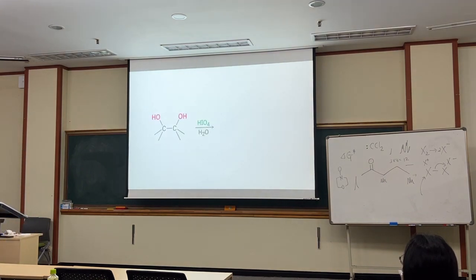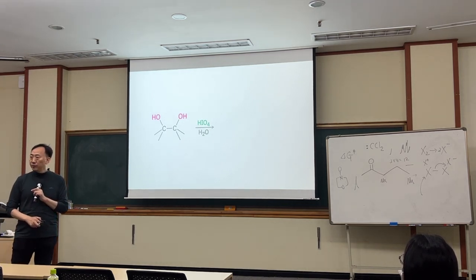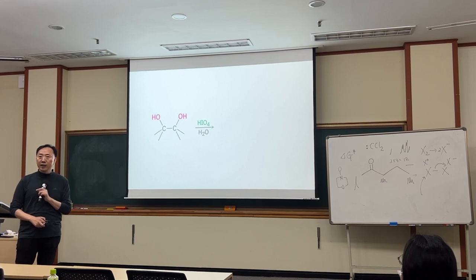Okay, another reaction. So this one we could get from a double bond into this. What reagent did you use? Dihydroxy group from alkene.